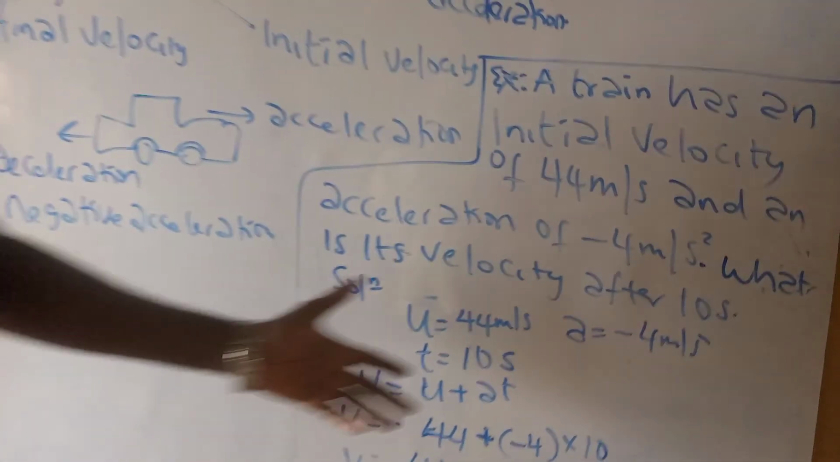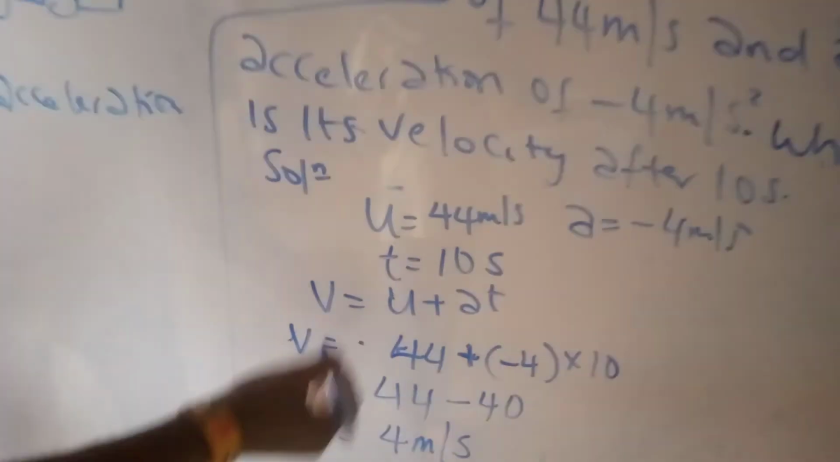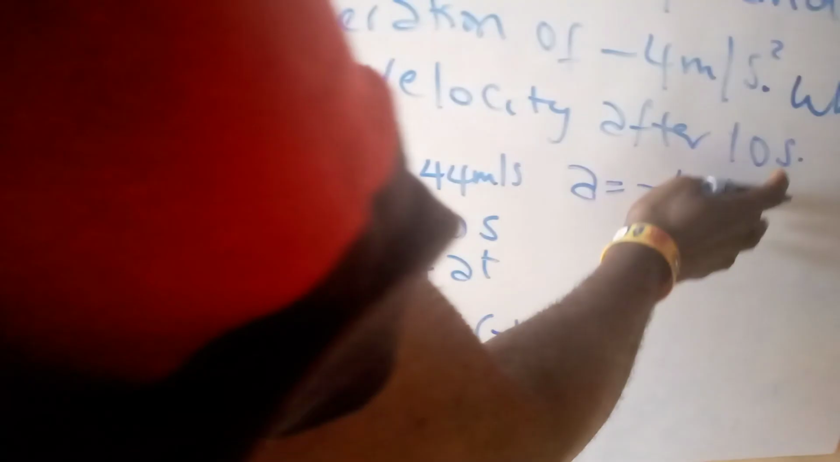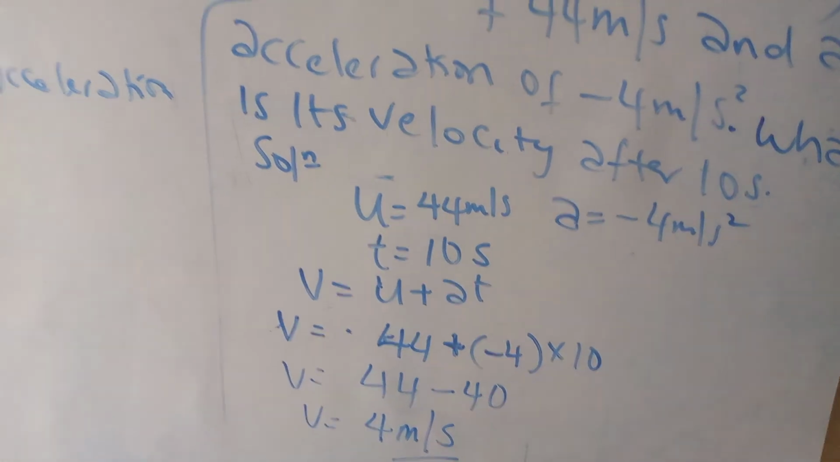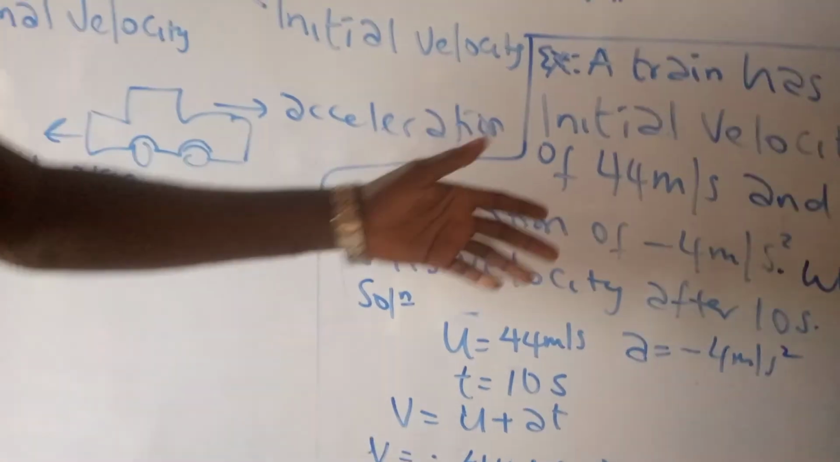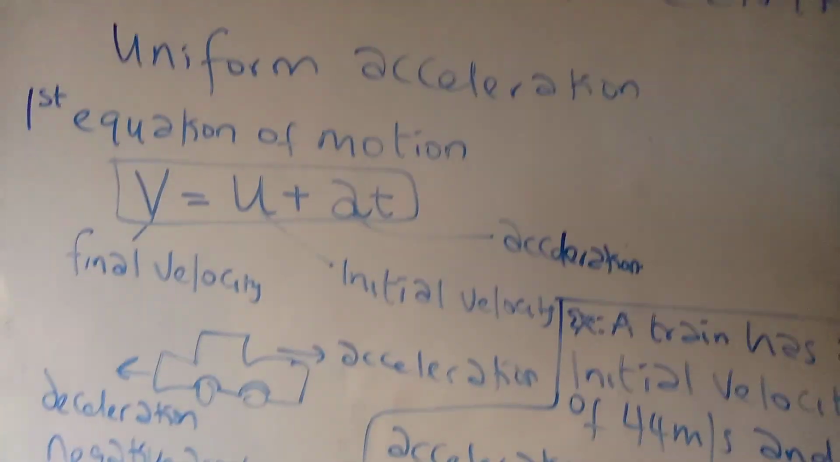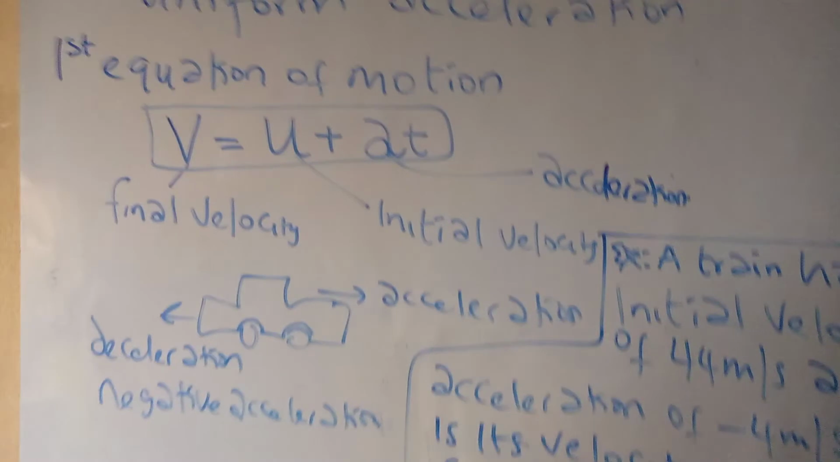You can see that it is clear now. From here we have our final velocity V, our initial velocity 44, and our acceleration, minus 4 meters per second squared. Beautiful. So from here, you understand how to employ the first equation of motion. In our next video, we'll do more examples of this, and I'll see you then.